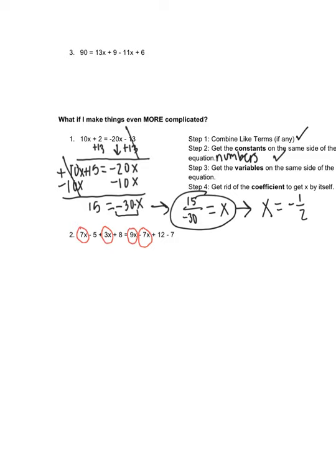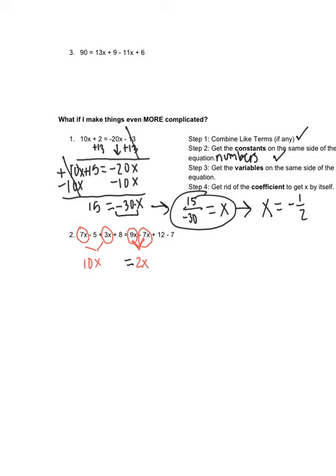So on the left side, I have 7x plus 3x. Well, that simplifies to give me 10x. On the right side, I have 9x minus 7x. Well, that simplifies to give me 2x because 9 minus 7 is 2. All right, now I'm going to put my equal sign in the middle so I don't forget.